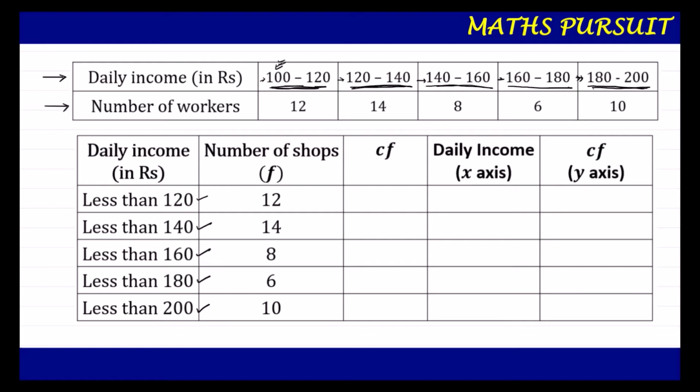So altogether, if we add all together the frequency, we'll get 50. And we also need to cross-check with our question whether the question has given anything about this 50. And yes, the question has said that the following distribution gives the daily income of 50 workers. That means our calculation is correct, our addition is correct.